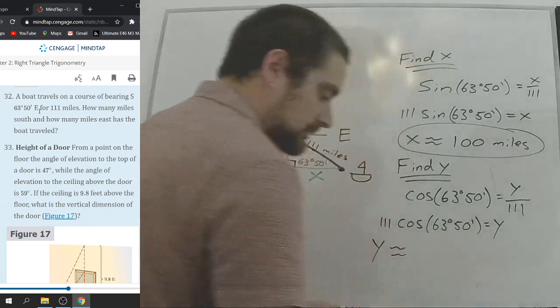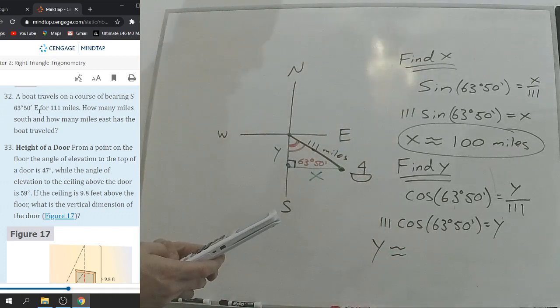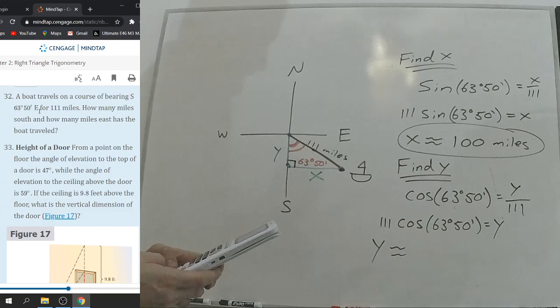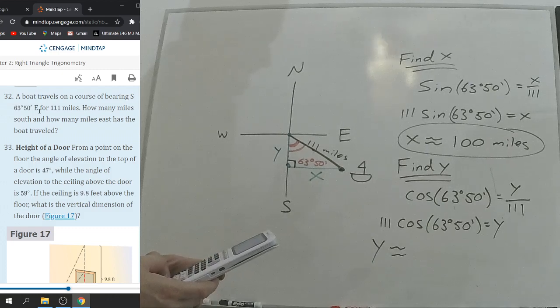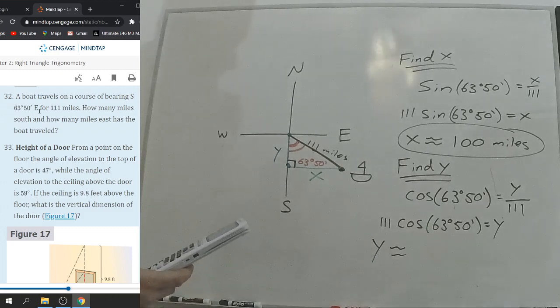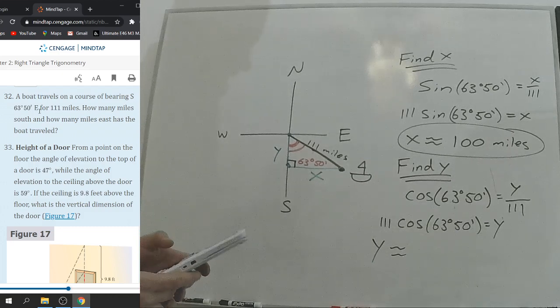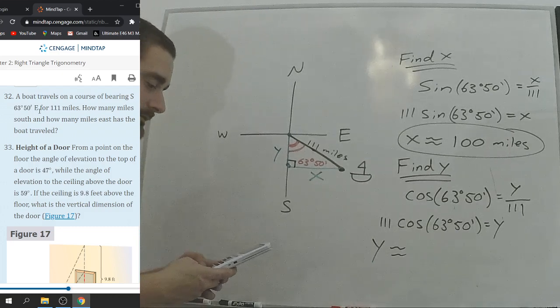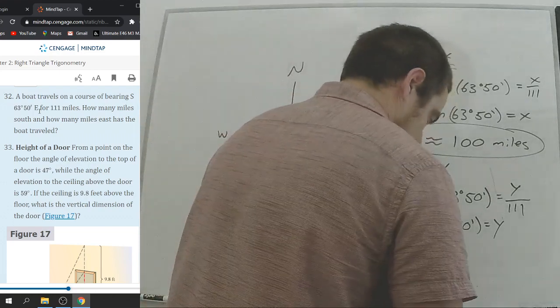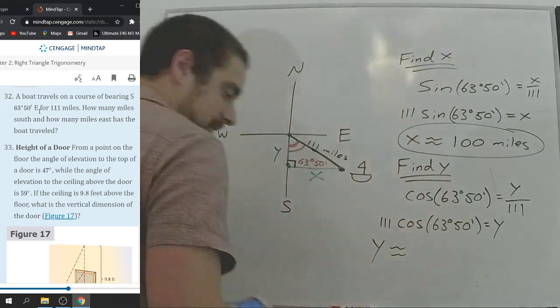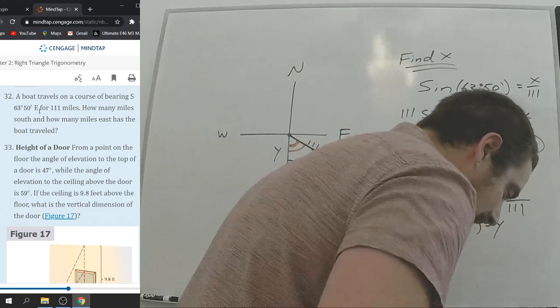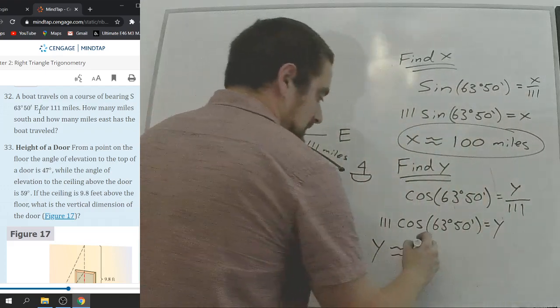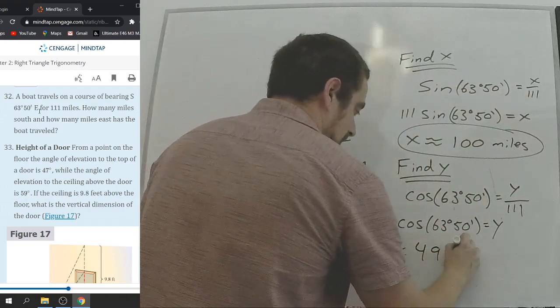So off we go to our calculator. 111 cosine 63, same thing, second apps to get your angle list, hit your degrees. 50, second apps to get your angle list. Scroll down, hit the minutes symbol. This time, there's my marker. This time we get 48.949. Yeah, I'm just going to say that's approximately 49 miles.